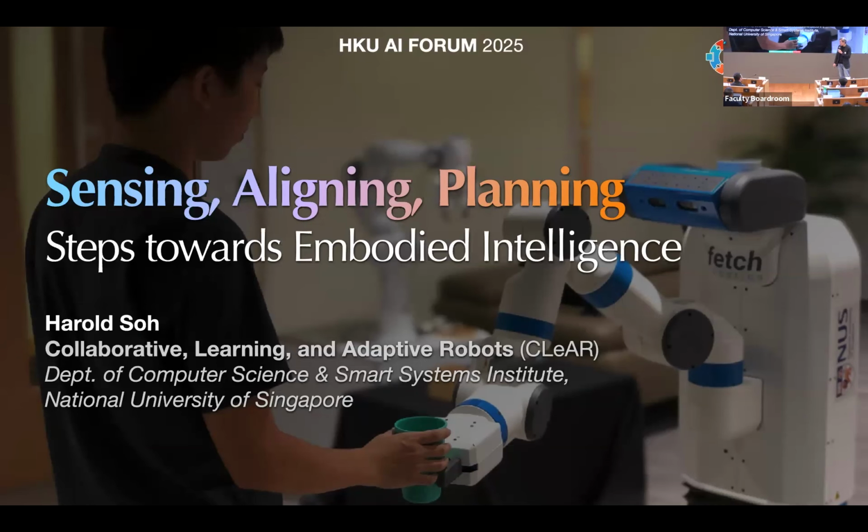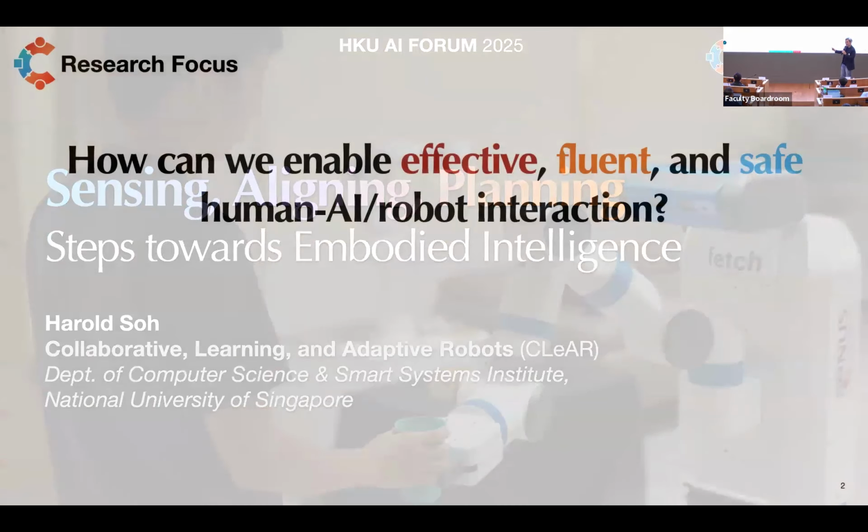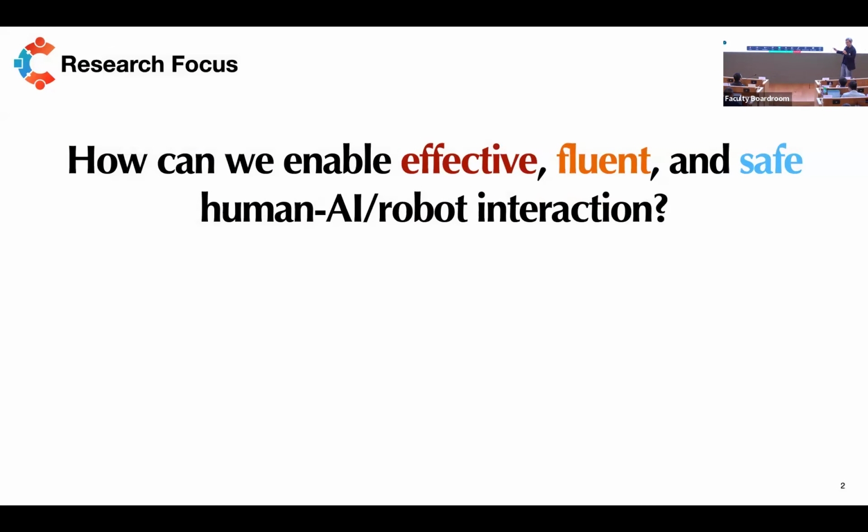So this talk will be somewhat along the lines of experiences that I've had working with robots over the past few years. The purpose of my lab is really to develop AI for human-robot interaction. I'm interested in robots that are effective, meaning that they can work with you to accomplish a goal. They are fluent, so you don't need a degree in robotics in order to work with a robot. And they're safe, so they shouldn't kill you or harm you as part of the process.